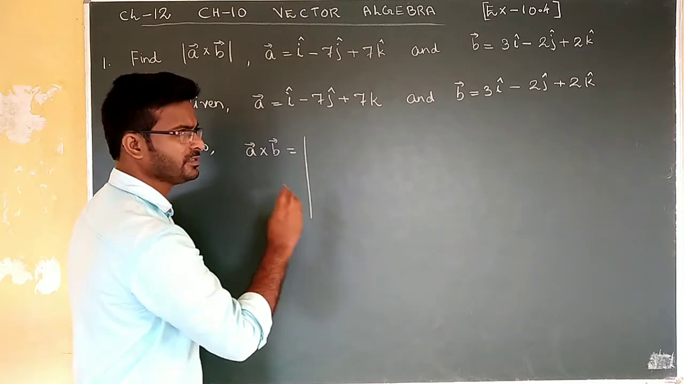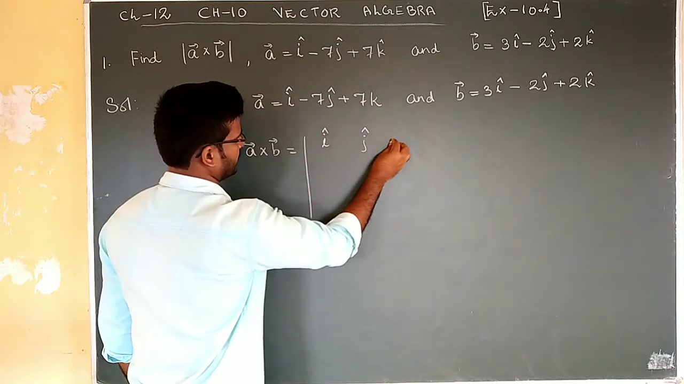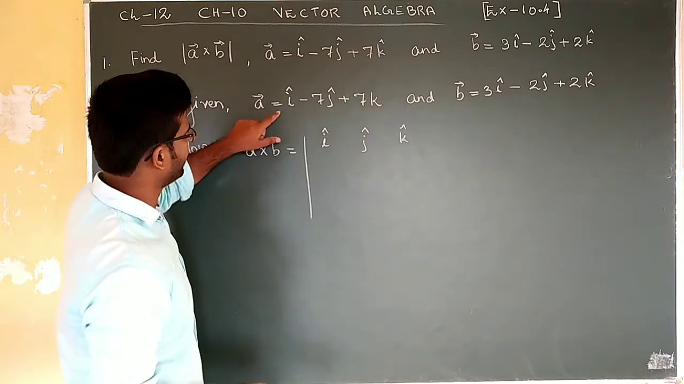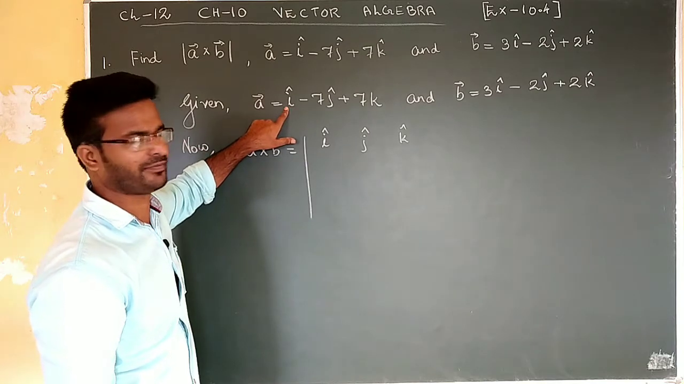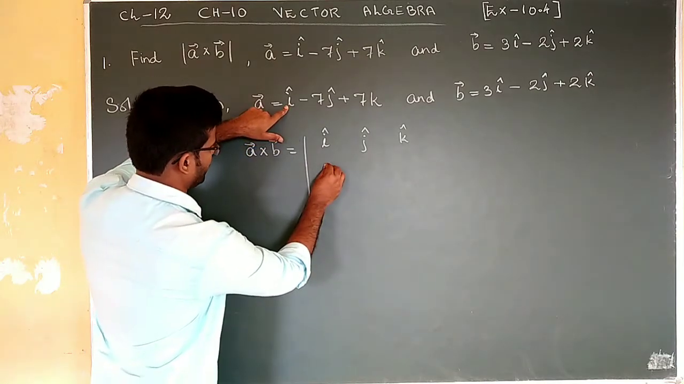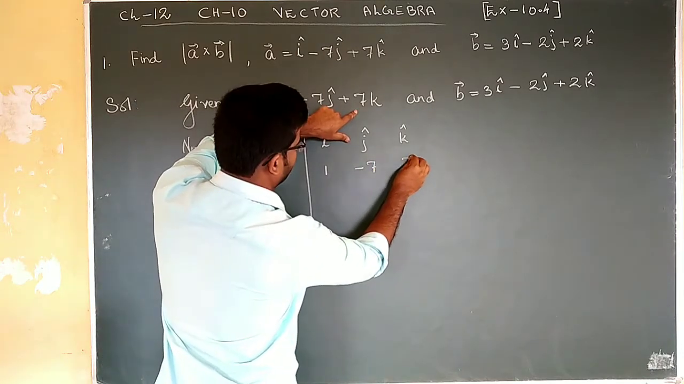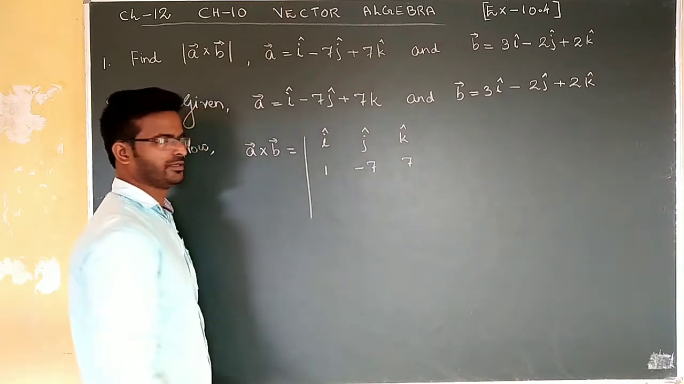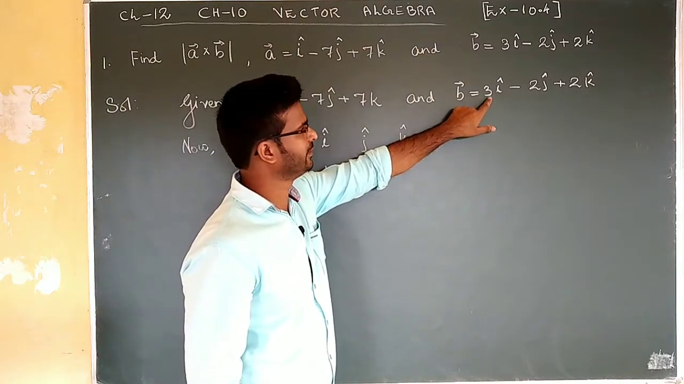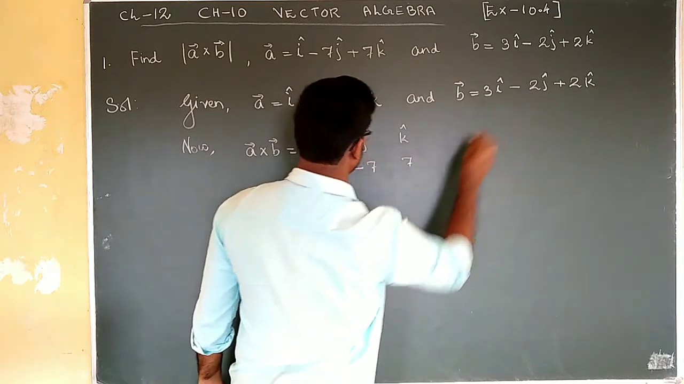Determinant of: in the first row we will write i, j, k. In the second row we will write the scalar components of A vector. The scalar component of i is 1, then minus 7, next 7. In the third row we will write the scalar components of the second vector, B vector: 3, minus 2, 2.